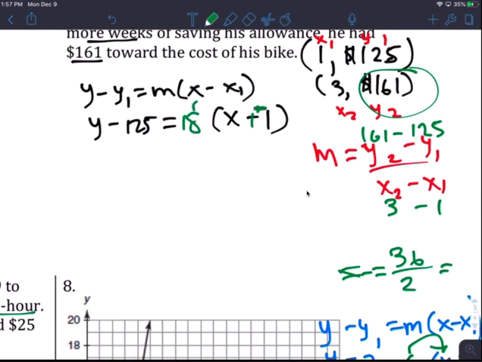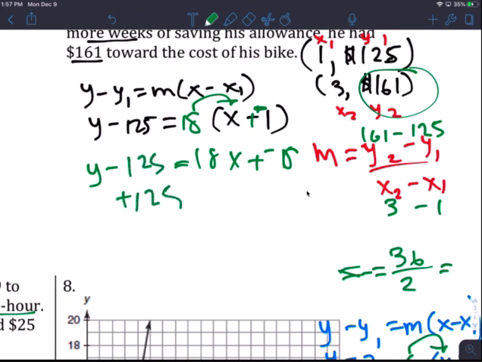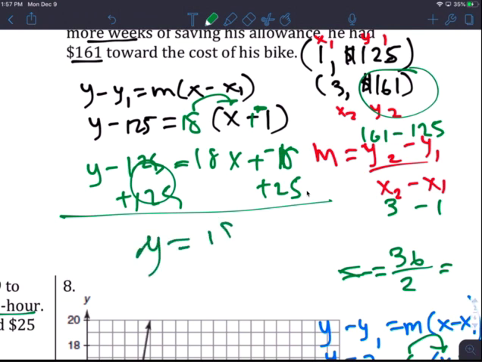Additive inverse, distribute. Add 125. It's 18, right? So 107. And your y-intercept is 107. 0, 107.